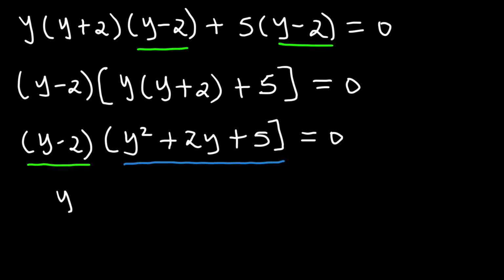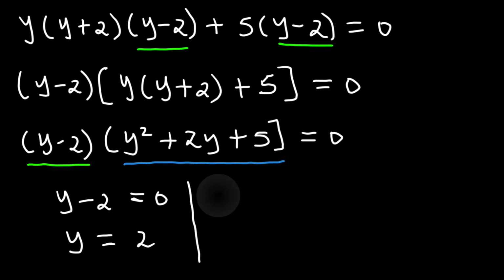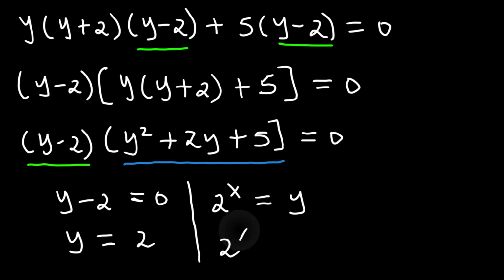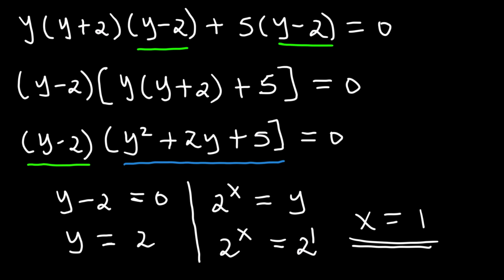If we set y minus 2 to be equal to 0, y will be equal to positive 2. But if you remember, we had set 2 to the power of x to be equal to y. Therefore, 2 raised to the power of x will be equal to 2, which is also the same as 2 raised to the power of 1. And if we compare the exponents, we shall find x to be equal to 1, because the bases are the same.